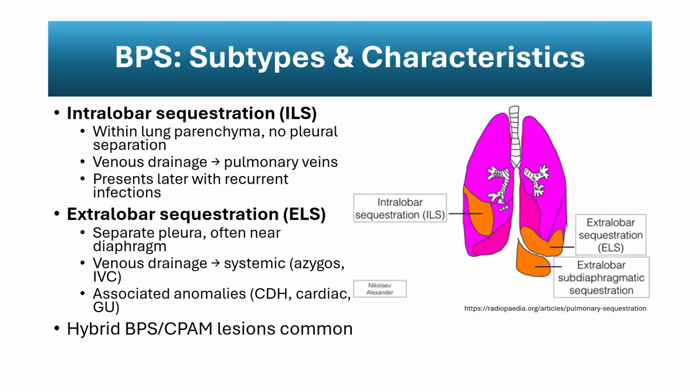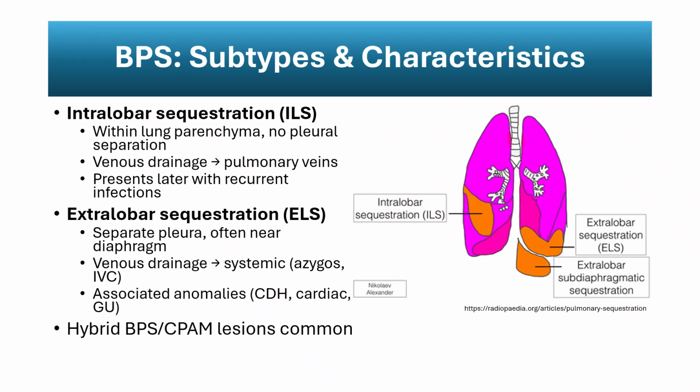Bronchopulmonary sequestration is divided into intralobar and extralobar subtypes, differentiated by pleural coverage, venous drainage, and clinical presentation. Intralobar sequestrations lie within the lung parenchyma, share the visceral pleura, and drain via the pulmonary veins. These lesions often present later in childhood with recurrent pneumonia or chronic cough because the abnormal tissue becomes infected or compromises local airway function. Extralobar sequestrations are completely separated from the normal lung by their own pleura and typically drain into systemic veins such as the azygos or inferior vena cava.